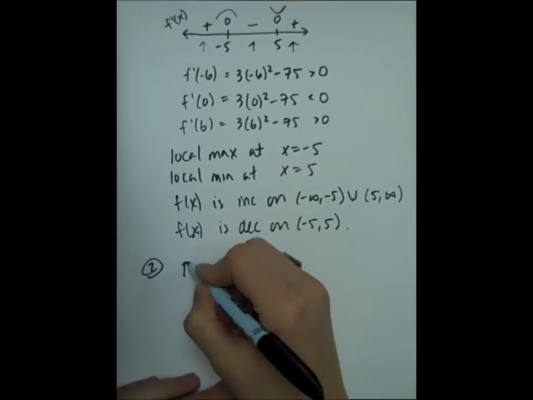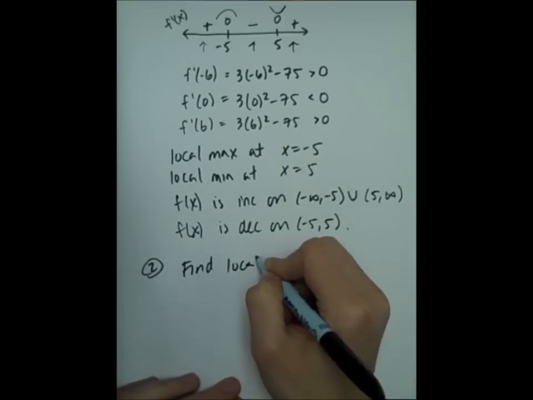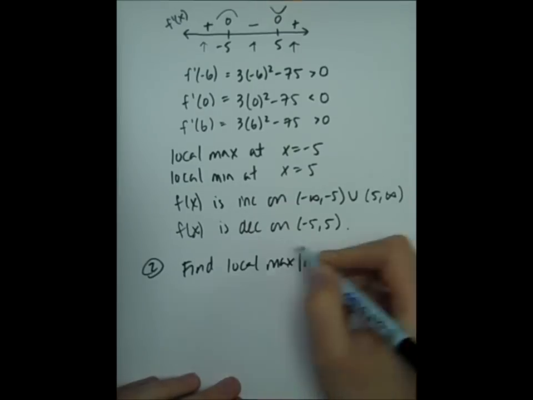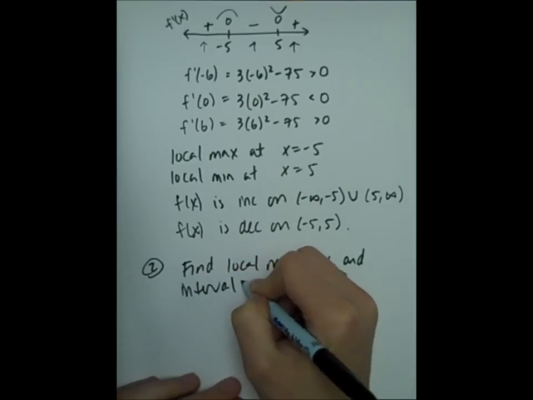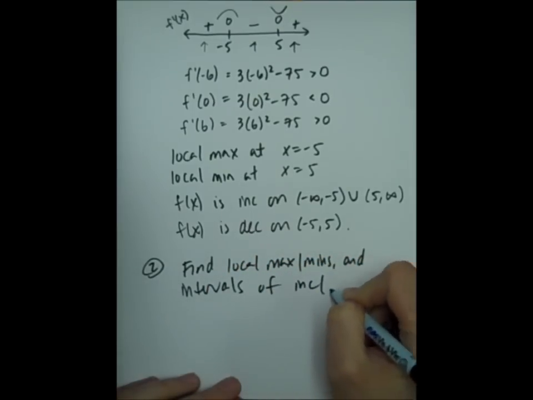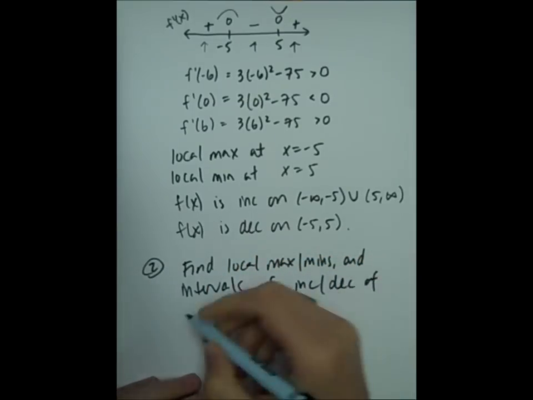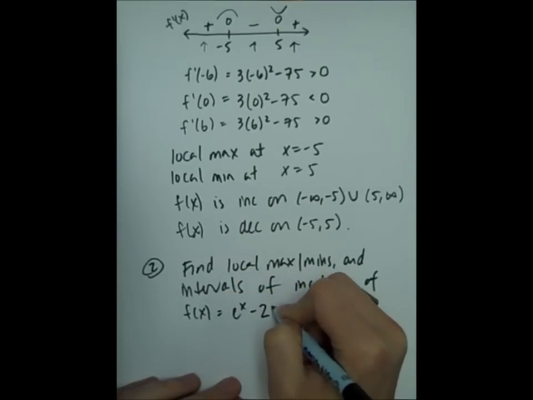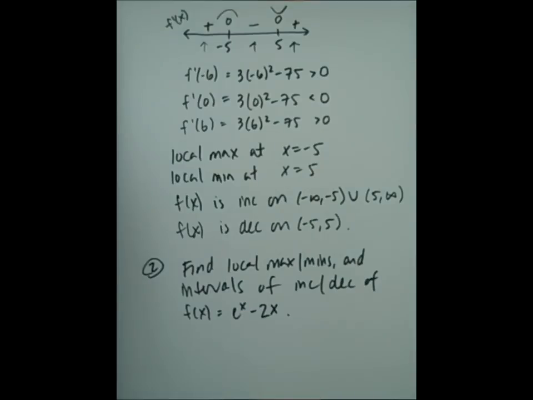Let's find local maximums and minimums and intervals of increasing and decreasing of the function e to the x minus 2x. So we're looking for local maximums and minimums, intervals of increasing, decreasing. So we want to think in our head, we're looking for the f prime number line, this number line that we did up here.